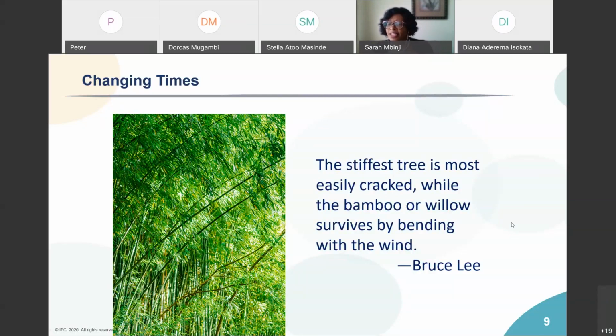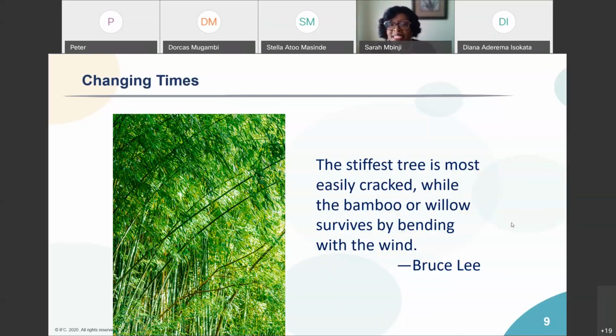He says that the stiffest tree is most easily cracked, while the bamboo or the willow does what? It survives by bending with the wind.